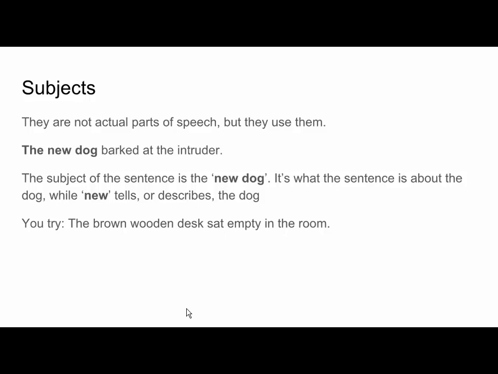It always stops after the noun. So now you try it. The brown wooden desk sat empty in the room. What's the subject? If you said the word desk, you're correct.